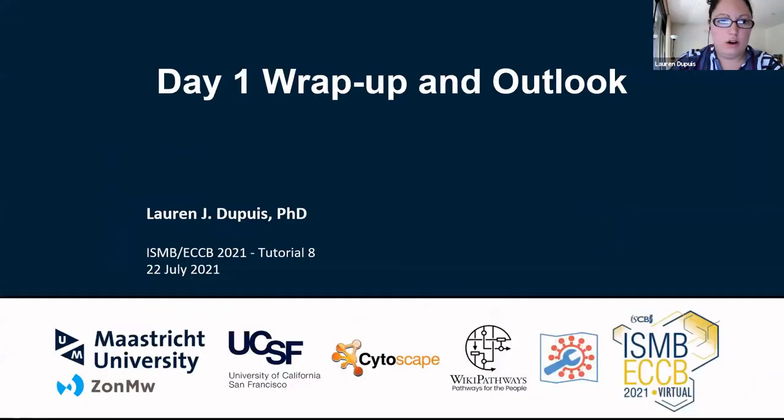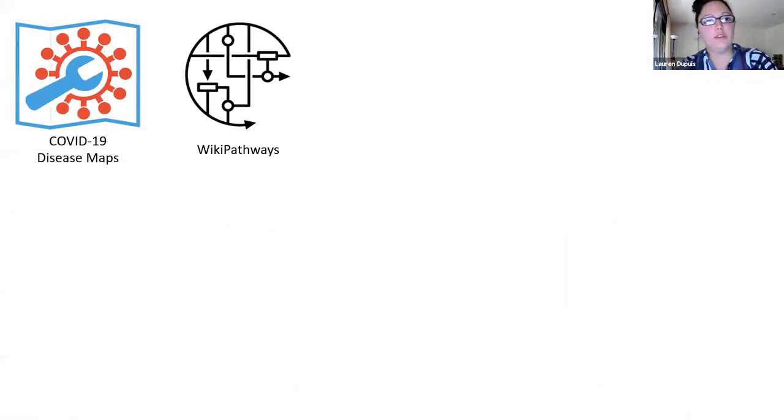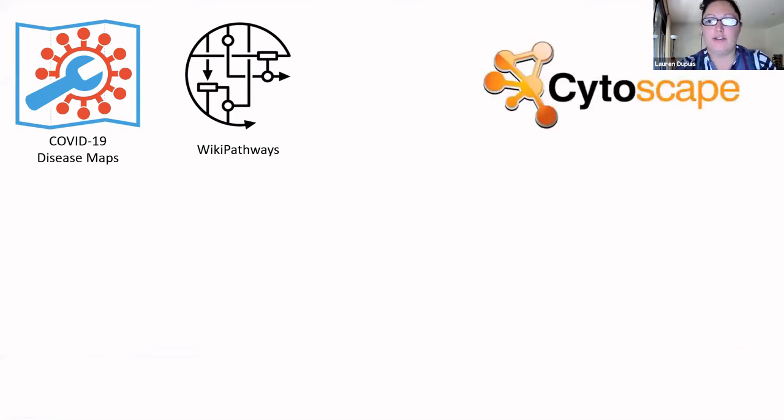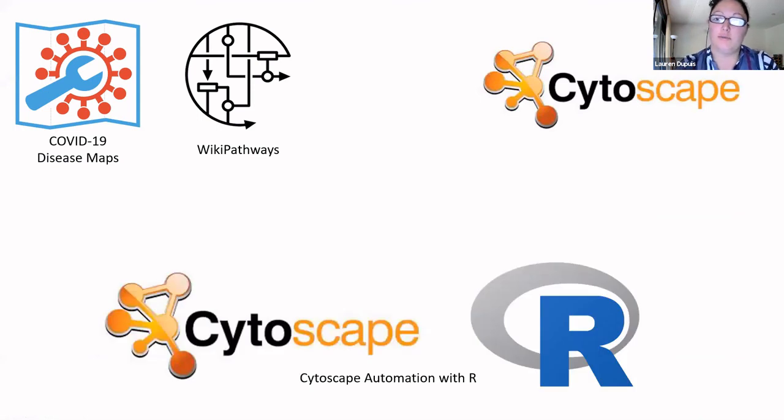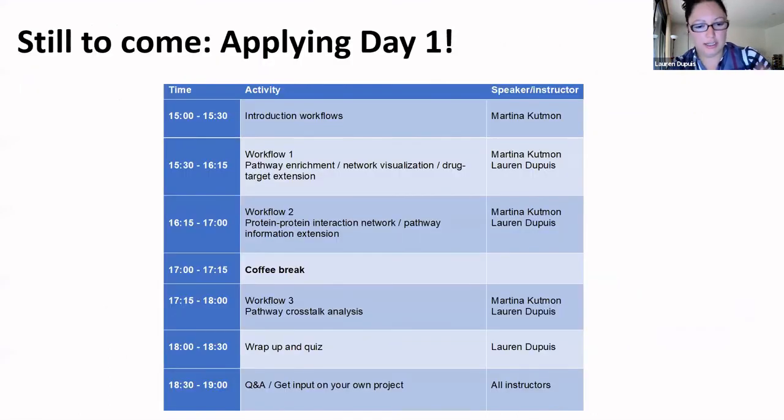Okay, so what are we getting into today? Just to remind you, we did a brief introduction to the COVID-19 disease maps project and WikiPathways. Then Scooter gave an introduction to Cytoscape and to Cytoscape automation with R. So that's basically what we covered today. And tomorrow we're going to use all of this to get into some data analysis with the COVID-19 data set. This is what the schedule looks like for tomorrow.